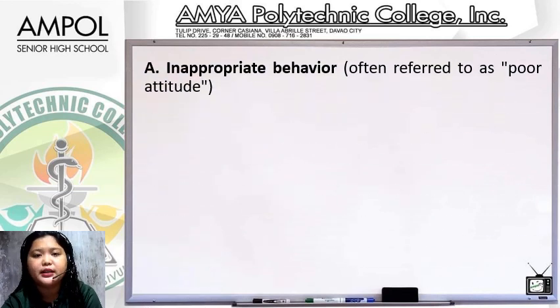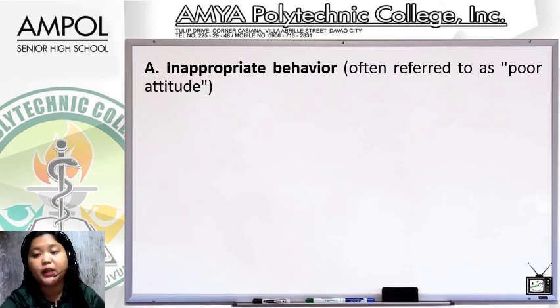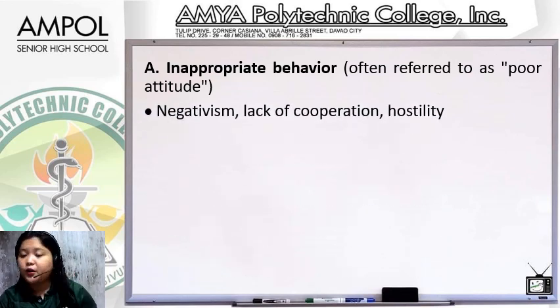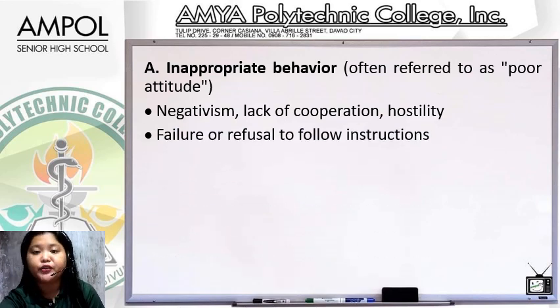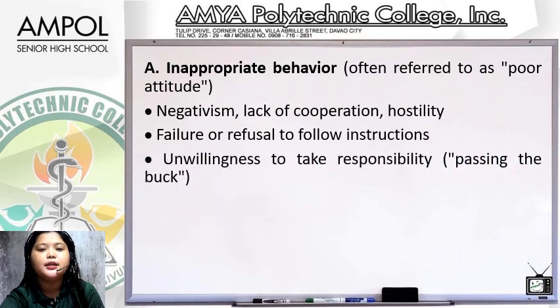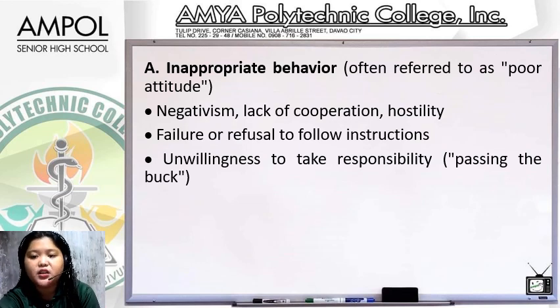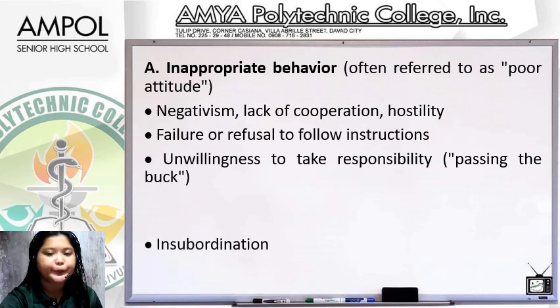Okay, so first is the inappropriate behavior. Under it, it is often referred to as a poor attitude when you say inappropriate behavior. So we have there the negativism, lack of cooperation and hostility, and then failure or refusal to follow instructions, unwillingness to take responsibility, so passing the buck. Parang pinasa mo sa iba yung trabaho mo, yung responsibility mo. Even if it's your work, it's your job, but you passed it to your coworkers.